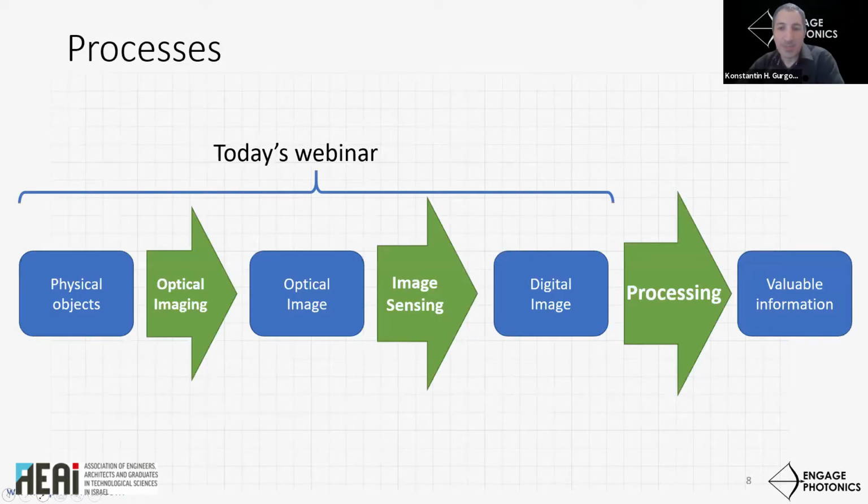The basic processes of computer vision are imaging, sensing, and processing. Today's presentation deals with optical imaging and image sensing, which can be defined together as digital imaging. To explain different concepts, we will be looking into some very simple examples.